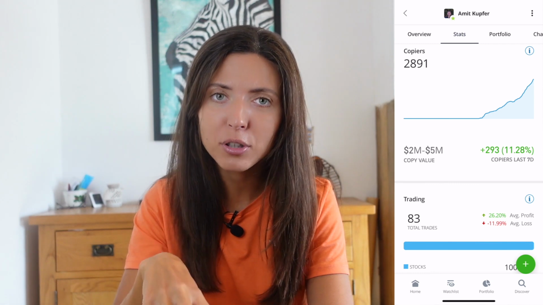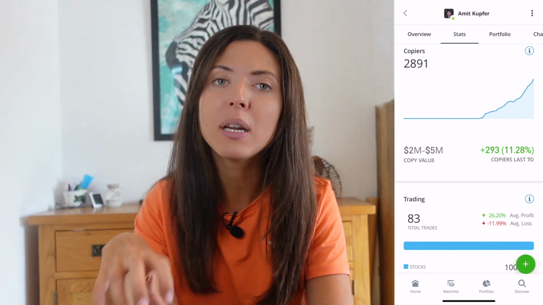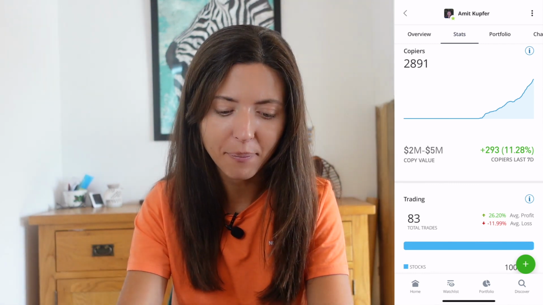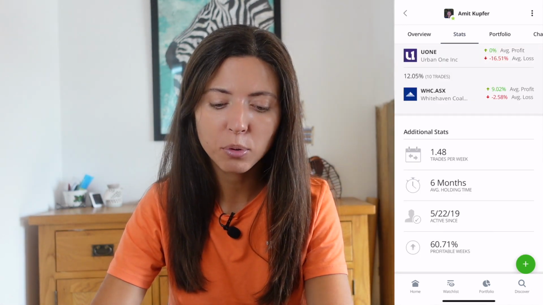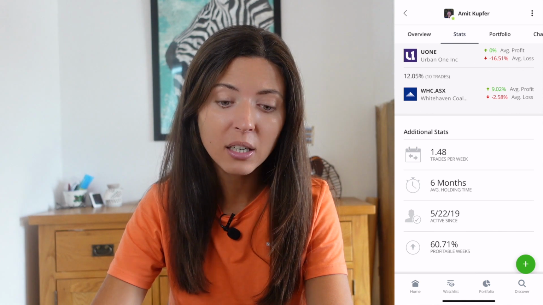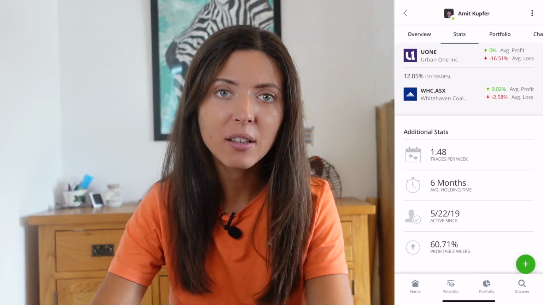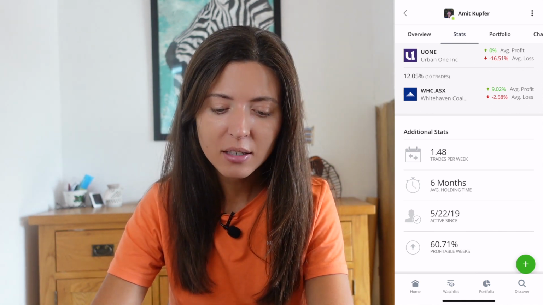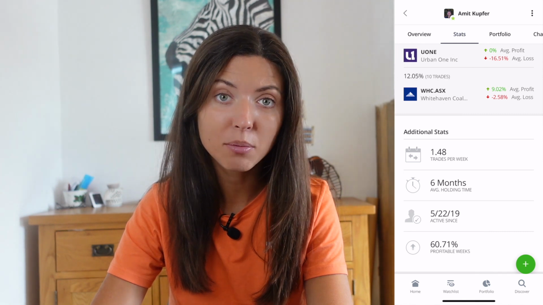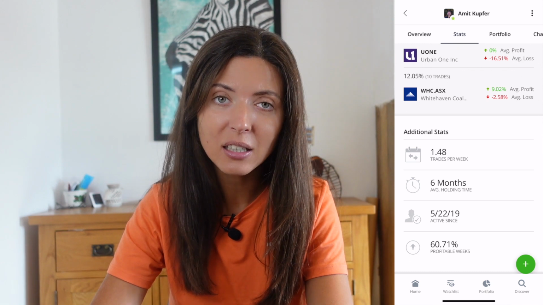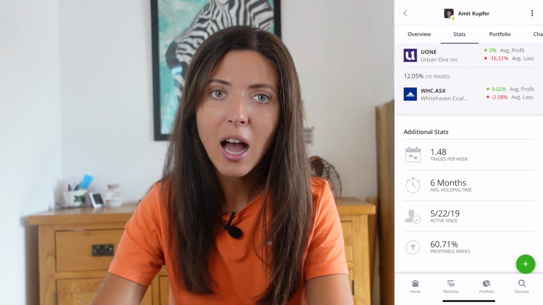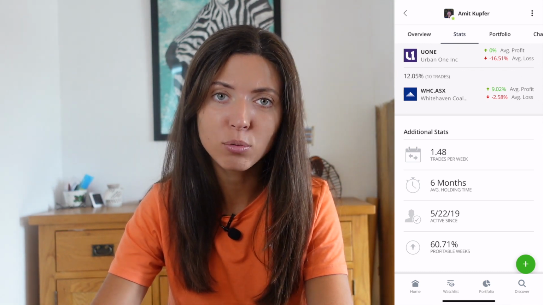Of course, I can already make a conclusion that this person is much more trustworthy because many more people trust him with their money. He also trades only stocks. He makes on average 1.48 trades per week, so he trades more frequently than the first person, and the average holding time is 6 months. He's been active since 2019, so we can see how consistent this person is with his results.